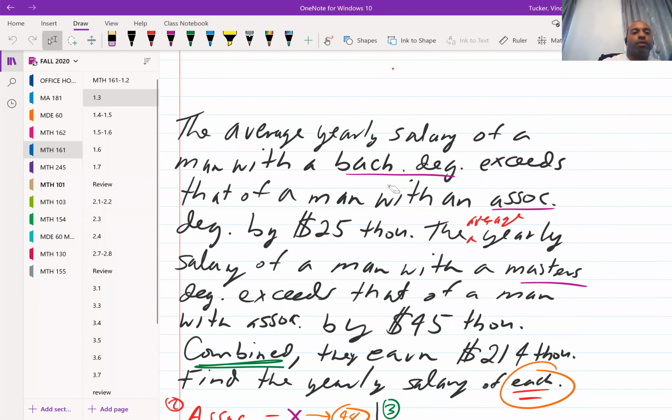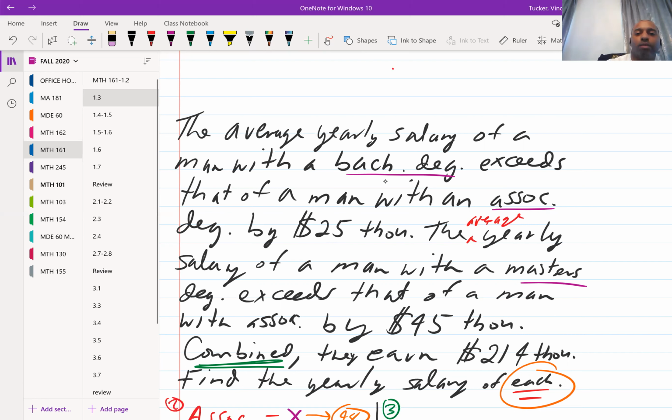All right, so here's the first word problem. The average yearly salary of a man with a bachelor's degree exceeds that of a man with an associate's degree by $25,000. If you notice right here, I left out average, so that's why I wrote it that way. The average yearly salary of a man with a master's degree exceeds that of a man with an associate's degree by $45,000. Combined, they earned $214,000. Find the yearly salary of each.